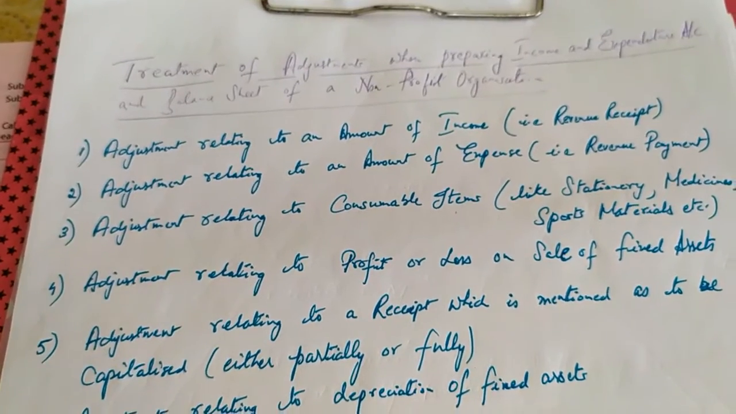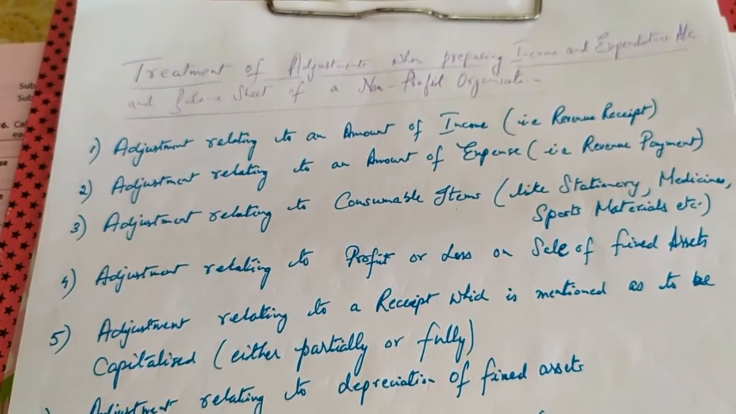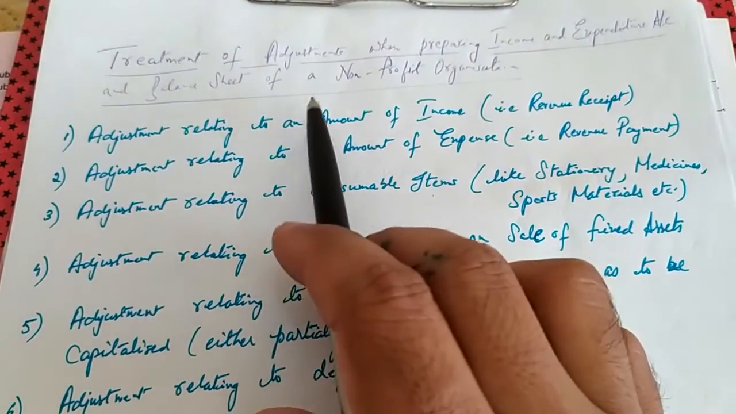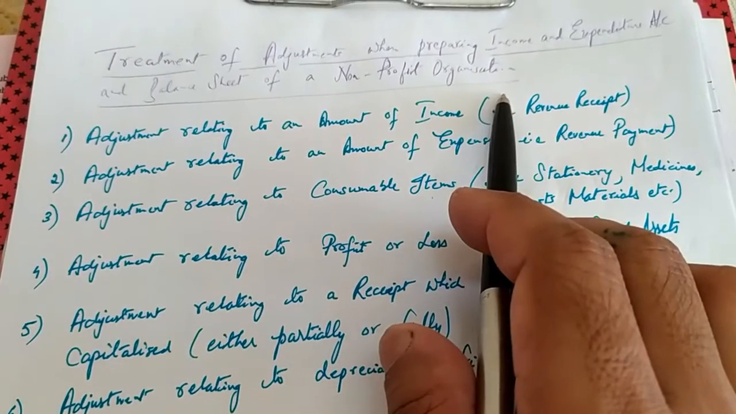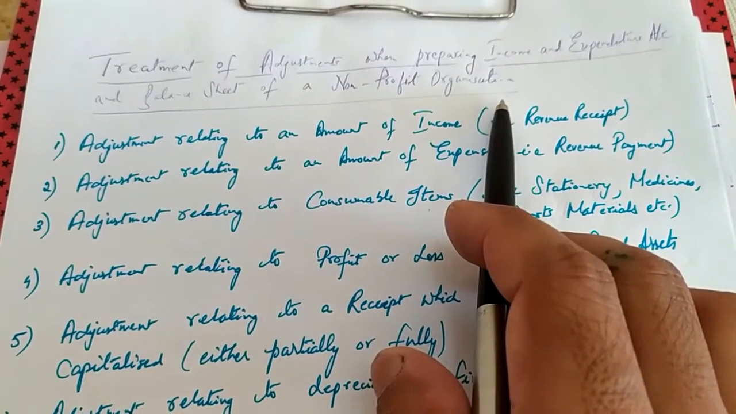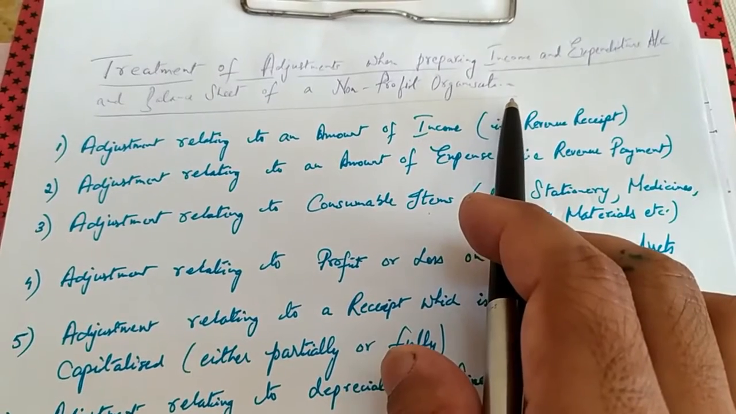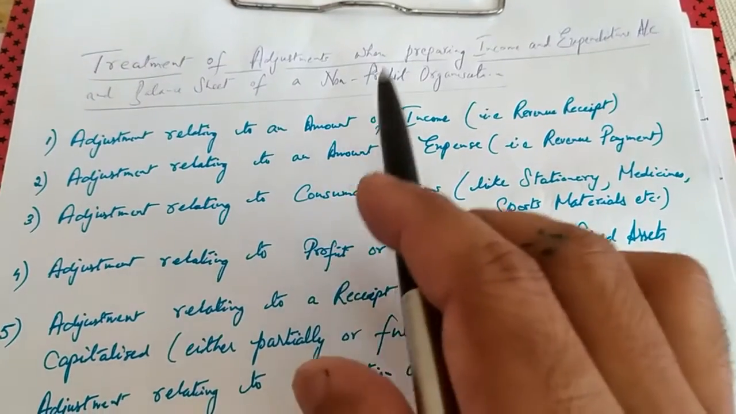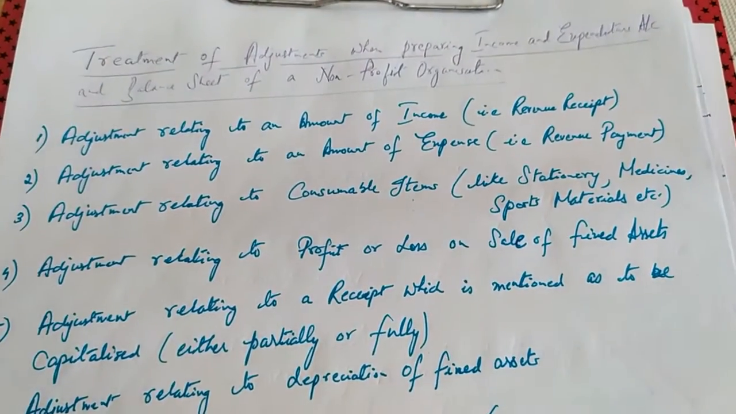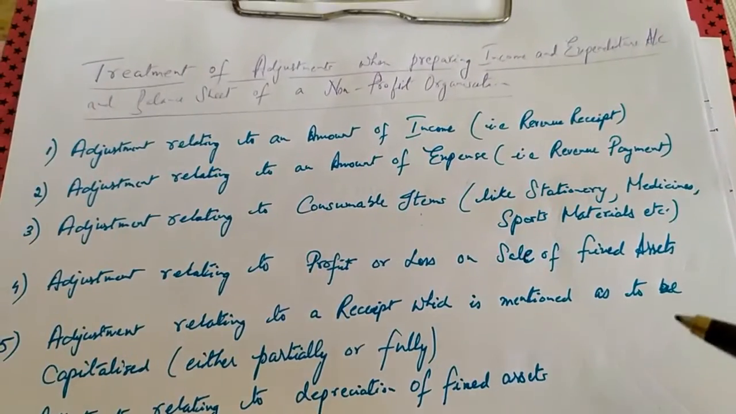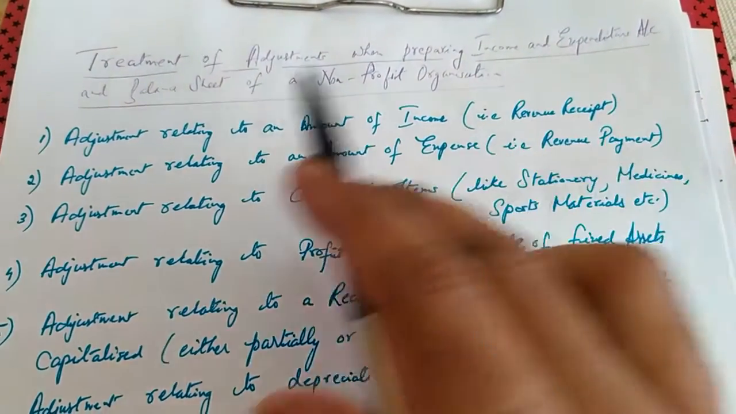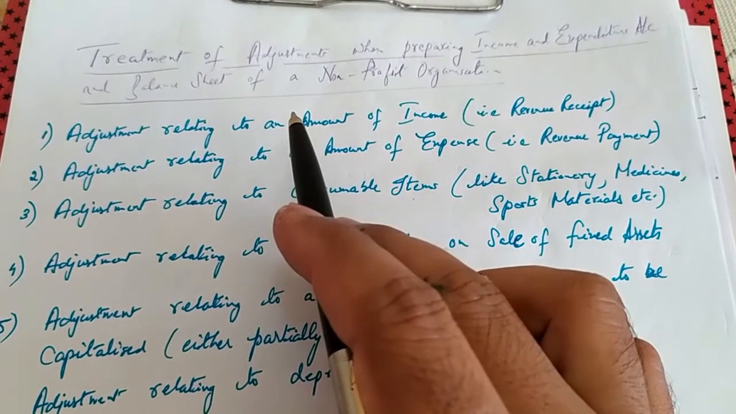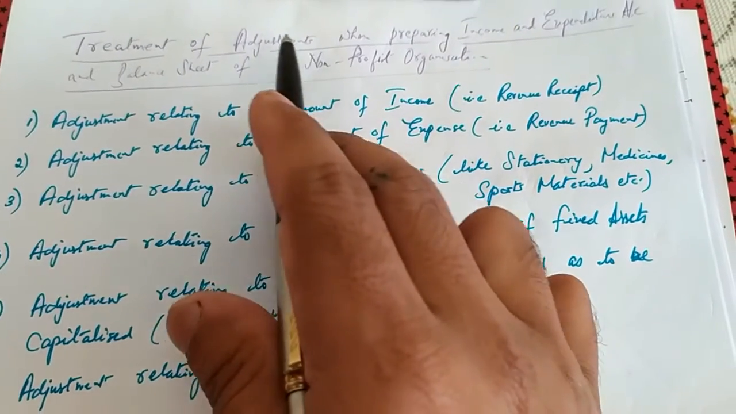Organization. Today I'll be discussing the treatment of adjustments when preparing the income and expenditure account and balance sheet of a not-for-profit organization. In my previous video I explained the steps to be followed when preparing an income and expenditure account and balance sheet from a receipt and payment account. That is, given a receipt and payment account and some adjustments, how we shall prepare the income and expenditure account and balance sheet. So in the process of preparing these, you will come across certain adjustments.